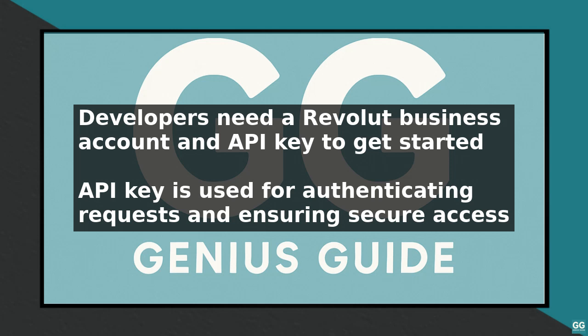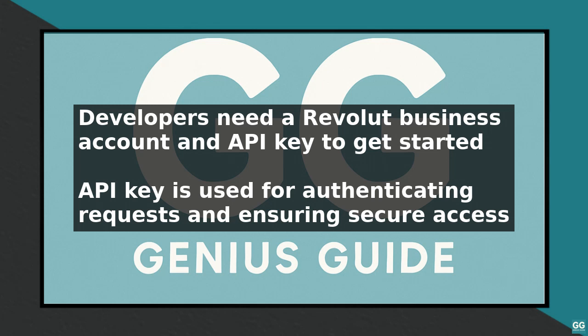Understanding API endpoints. The Revolut API consists of various endpoints that provide access to different services. Endpoints are categorized into groups, such as accounts, payments, and transactions. Each endpoint has a specific purpose, such as retrieving account balances or initiating payments. Developers can find a list of available endpoints in the Revolut API documentation.